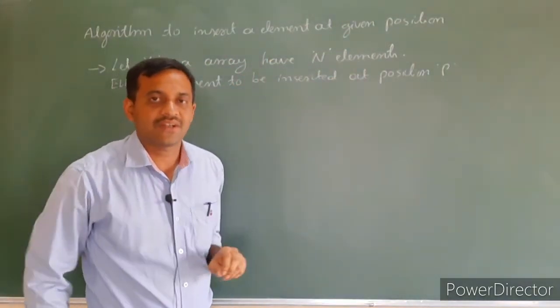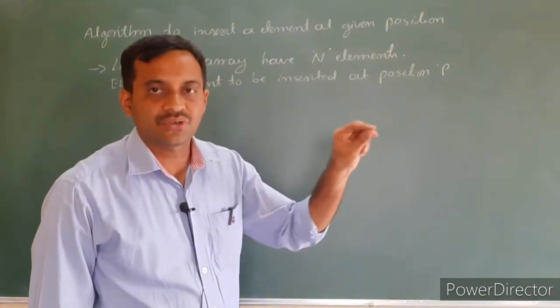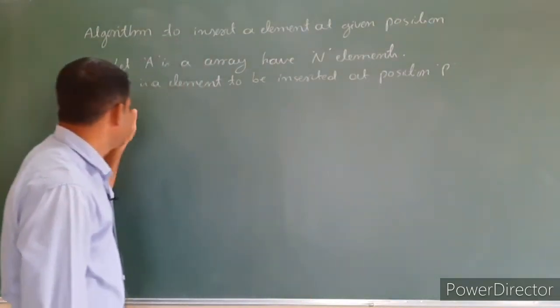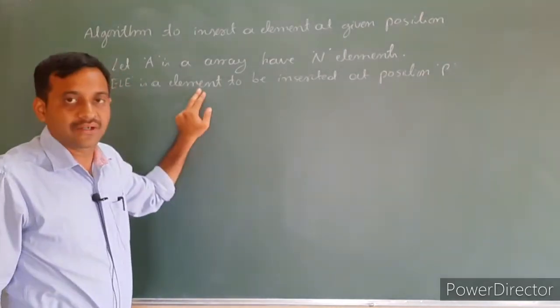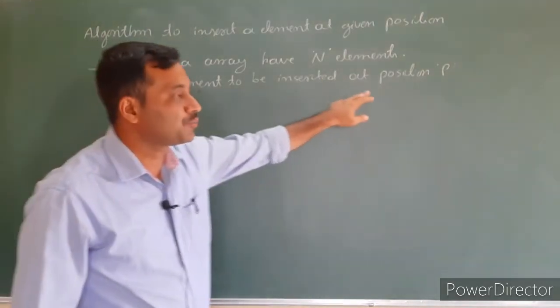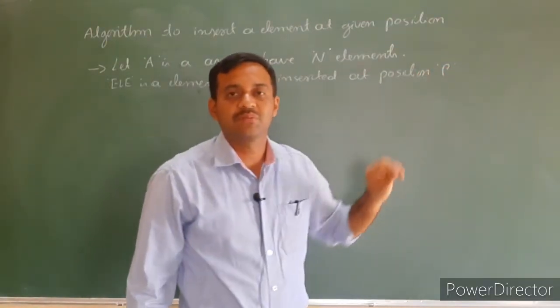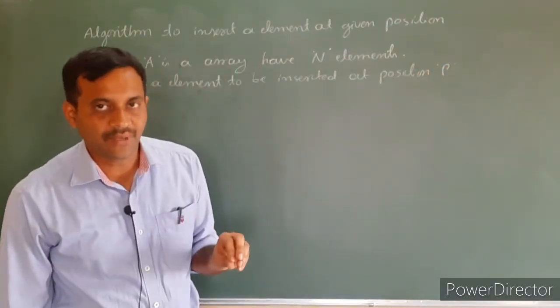N number of elements are accessed from 0 to n minus 1. Then ELE is the name of the variable. ELE is the element to be inserted at position P. In position P, we have to insert a new element.